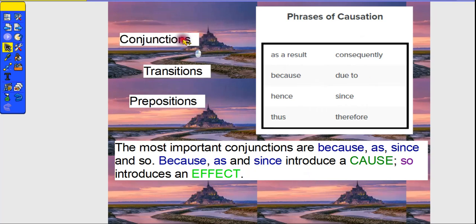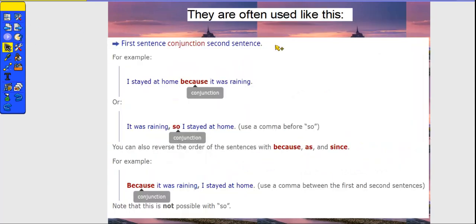Let's start with conjunctions. The most important conjunctions are because, as, since, and so. Because, as, and since introduce a cause. So introduces an effect. They are often used like this. We are always combining two sentences, okay? So you have the first sentence, use the conjunction, and then the second sentence. So let's take a look at the examples.